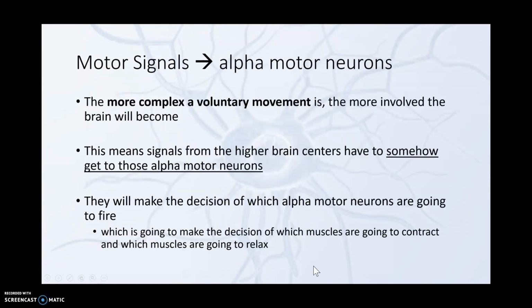All right, so we're going to talk about how motor signals connect with our alpha motor neurons. The more complex a voluntary movement is, the more involved the brain will become. That makes sense. The more involvement a movement requires, the more the brain needs to get involved to control this movement. This means signals from the higher brain centers have to somehow get to those alpha motor neurons. They will make the decision of which alpha motor neurons are going to fire, which is going to make the decision of which muscles are going to contract and which muscles are going to relax. So are our flexors going to contract, or are they going to relax, or are our extensors going to contract and relax, and then when are we going to switch that pattern up?